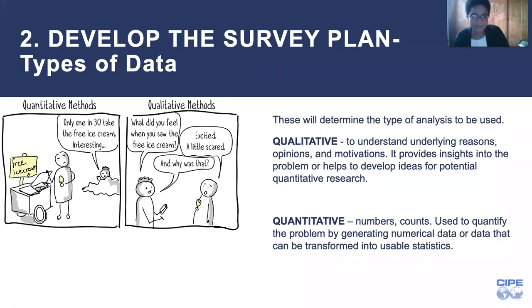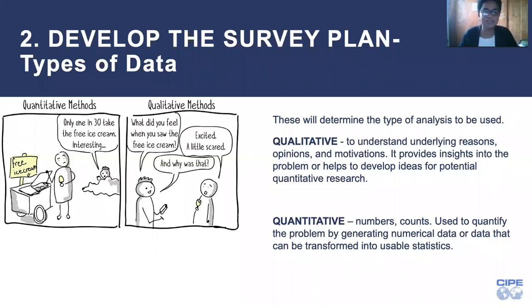In the qualitative data collection, you want to explore. What did you feel? That's the person asking the surveyor. What did you feel when you saw the free ice cream? The person responds, excited, a little scared. And you can ask, why was that? So you see, they're trying to understand the reasons behind the feeling that motivated them to get the ice cream. They were excited, maybe they're not sure, is it poisoned, why is it there, why is it free, things like that. So that's the difference between qualitative and quantitative.